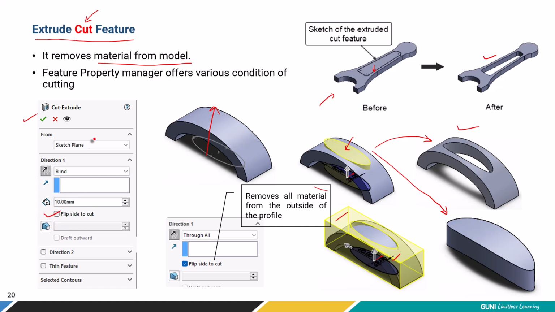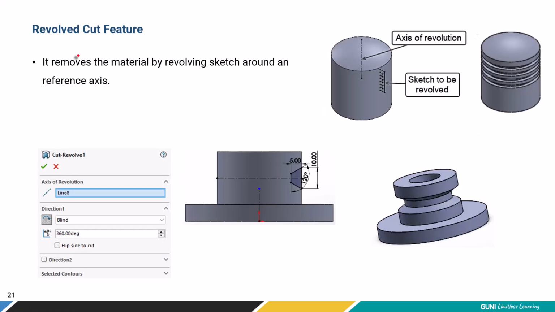Here again, in cut extrude features, we do have direction 1 and direction 2 along with the thin features. Now the revolve cut feature is similar to the revolve feature, but here it removes the material. In this exercise, we are going to draw this kind of trapezoidal shape and we'll try to remove the material. Again, be careful with this option, flip side to cut. So let's practice these cut features.